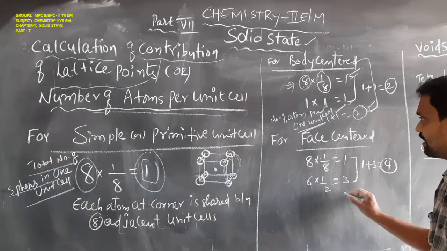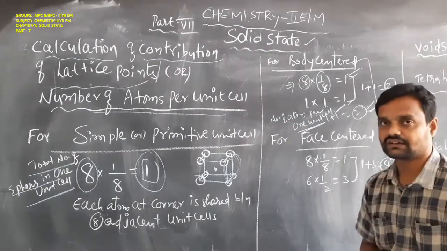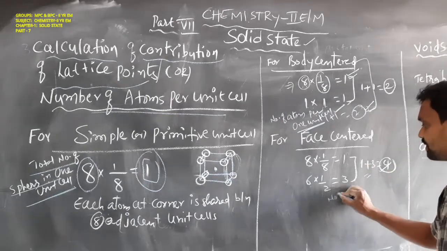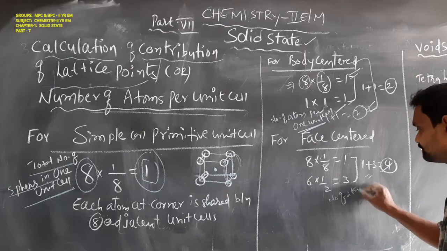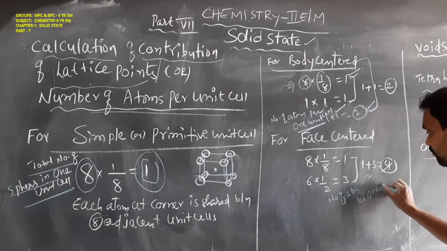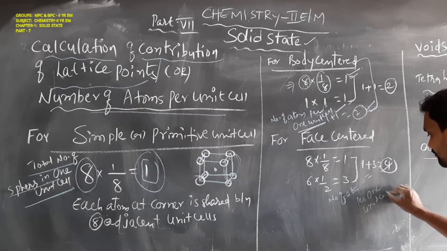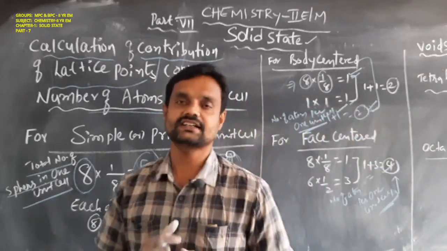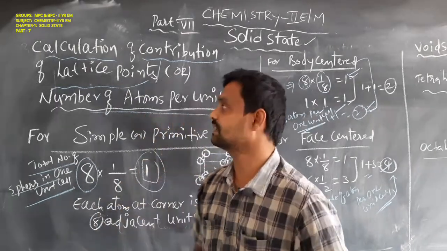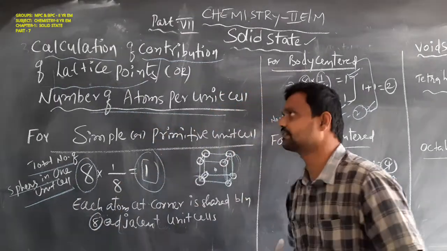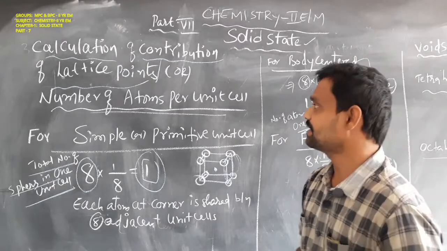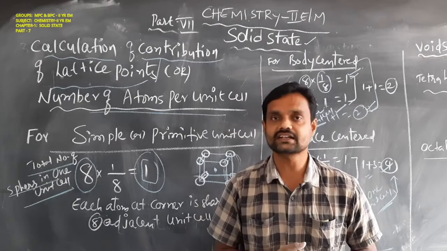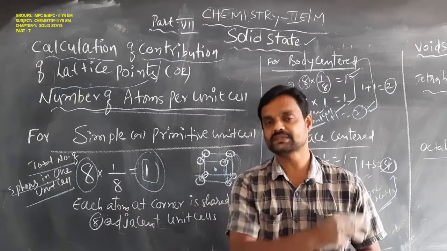So the total number of atoms per one unit cell is 1 plus 3, that is equal to 4. So the number of atoms per one unit cell is 4. This is the method for calculating the contribution of the lattice points, or the number of atoms per unit cell. Here we calculate only 3 types of unit cell.